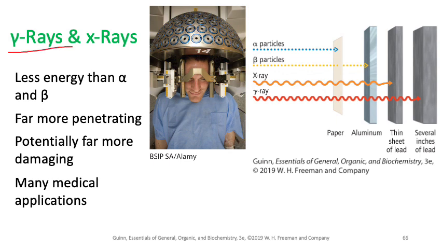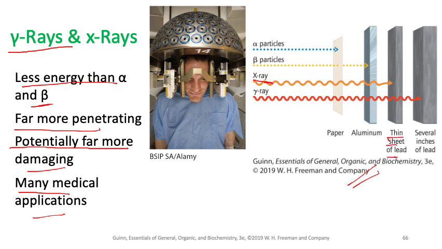Now let's talk about the effect of gamma rays and X-rays. Both of them have less energy than the alpha particle and beta particle, but the important thing is the penetrating power of both of them, X-rays and gamma rays, is much more than the alpha and beta particle, and because of this more penetrating power, these two are potentially far more damaging than beta and alpha particles. Right? And they have many uses in some medical applications. From the right hand side picture, a thin sheet of lead is required to stop an X-ray, and then several inches of lead is required for gamma rays. So that means gamma ray is the most destructive ionizing radiation that you can have out of the four: alpha, beta, X-ray and gamma rays, right? Because it needs several inches of lead, and it can penetrate paper, aluminum, and a thin sheet of lead, which is more than enough for alpha and beta particles and X-rays.